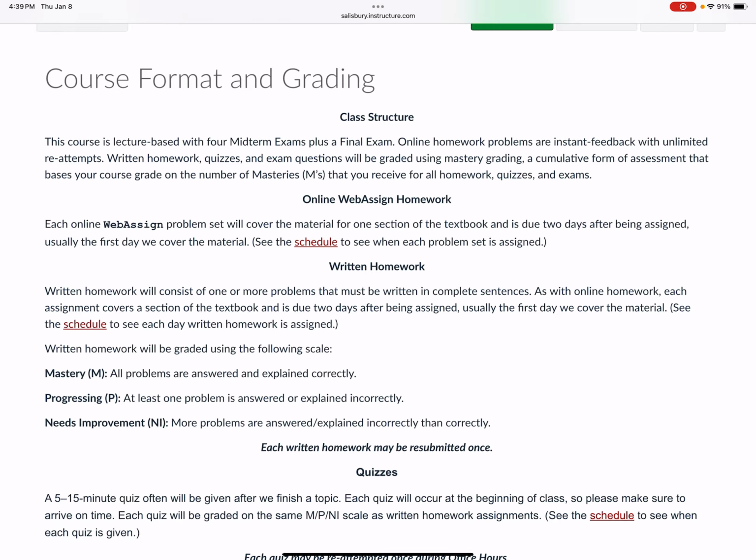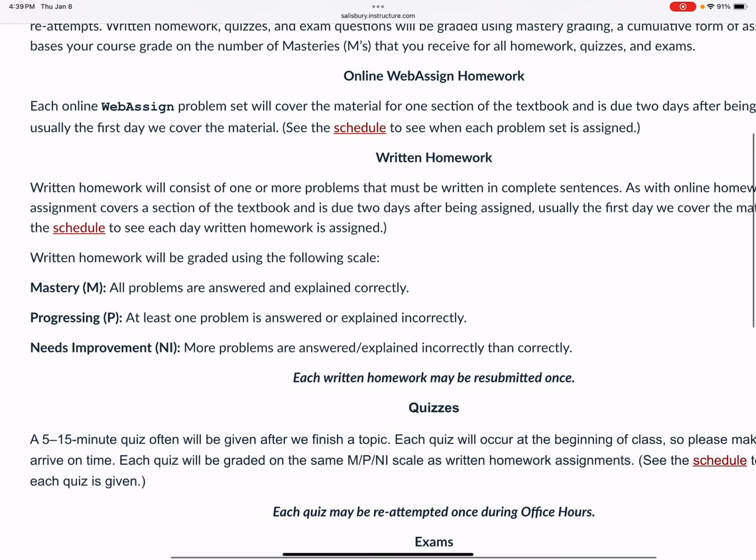And now here's the wrinkle. I won't be grading them out of 10 points. I'll be grading them on this mastery, progressing, needs improvement scale. Mastery means you got everything right. Progressing means you got something wrong. Needs improvement means more was incorrect than correct. So it's a very strict grading system. It rewards only the highest level of work.